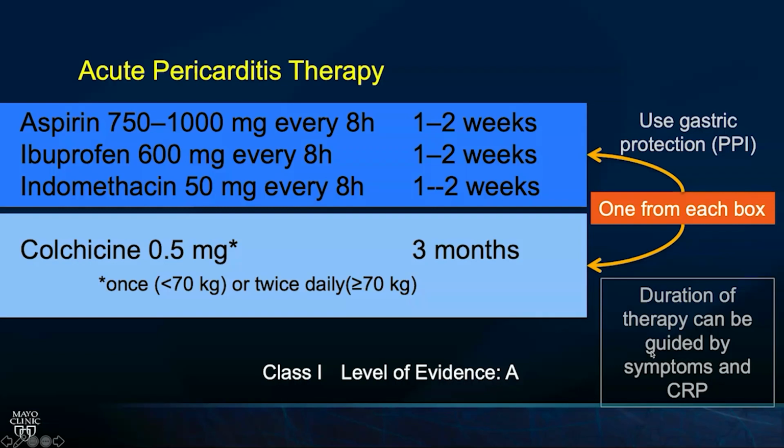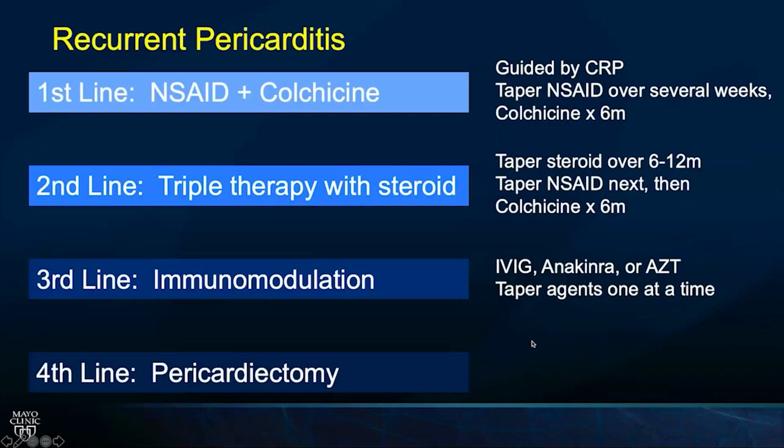You can follow the patients based on their CRP. Most of the time, I don't think that's necessary for an initial episode of pericarditis, but if they have recurrent pericarditis, then you're going to want to follow the CRP to know that that inflammation is being suppressed. So one from each box.